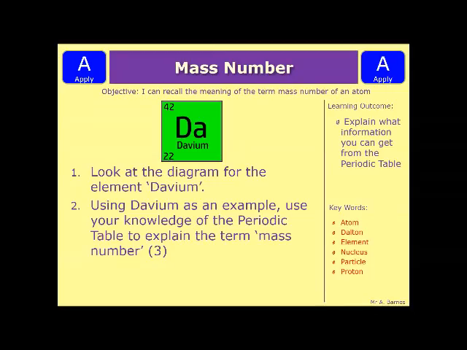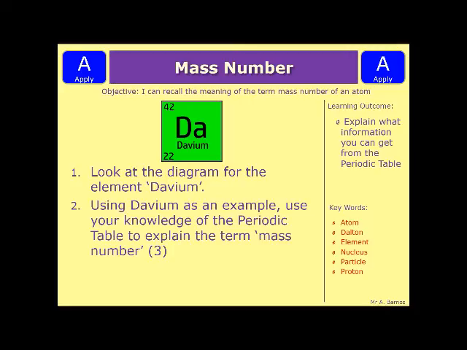Okay, let's have a look at an example question then. So in this case we've got a made up element called davium. It says look at the diagram for the element davium and use davium as an example and using your knowledge of the periodic table to explain the term mass number. So what that's looking for is not just what the mass number is, but actually the information you can get from the periodic table. So what does that mass number tell you for davium as an example? So have a go at the question, pause the video, and then when you're done, unpause it, we'll see how you did.